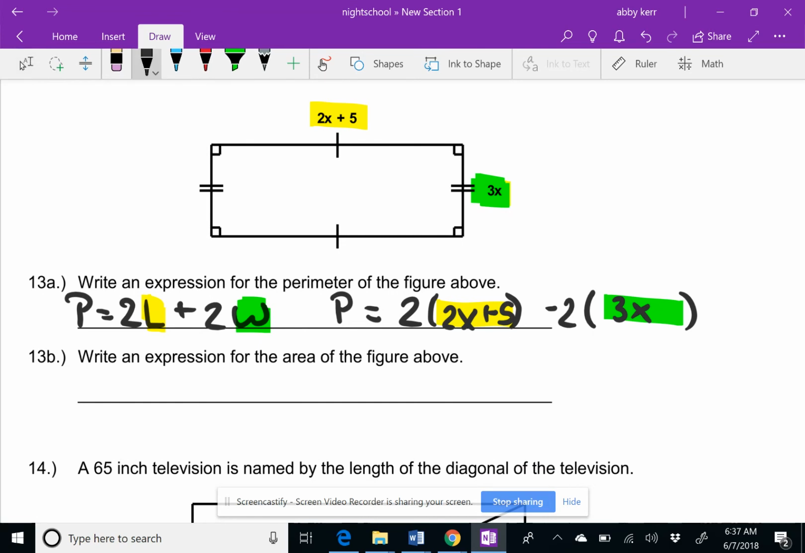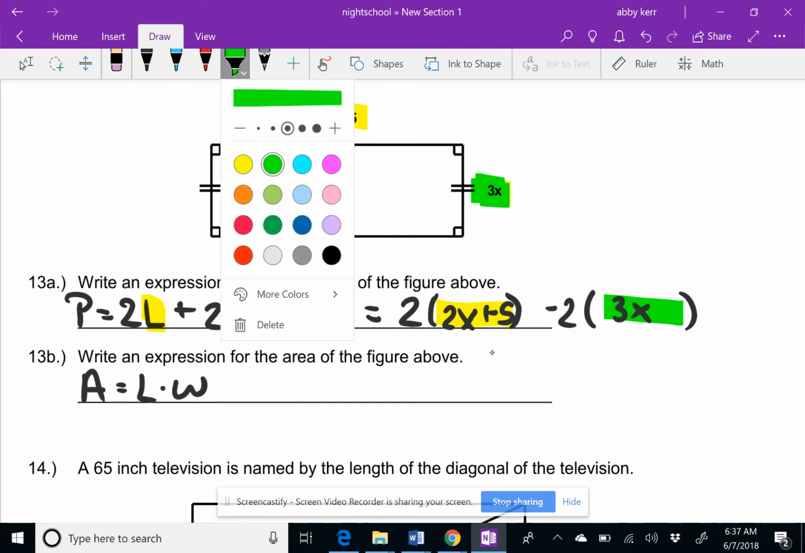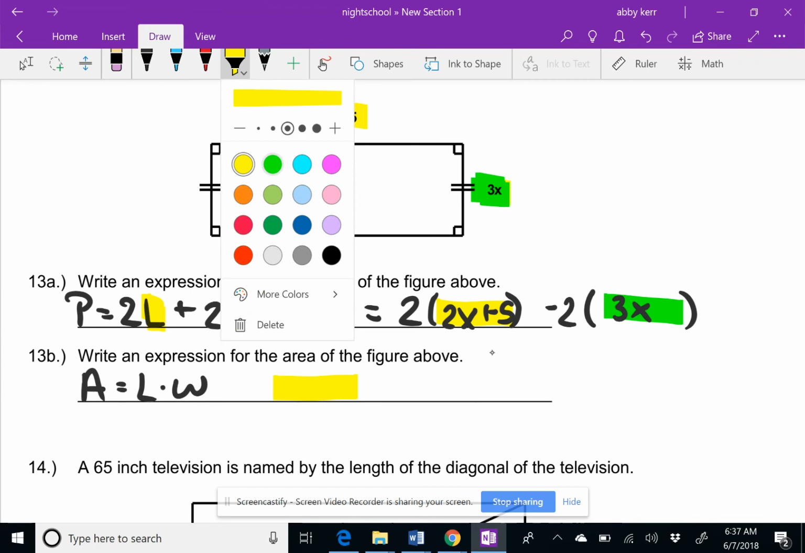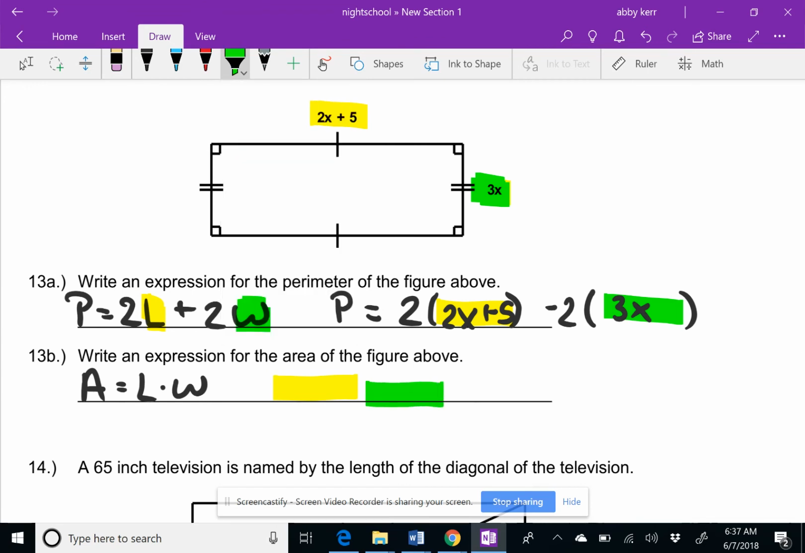Now, the area for a rectangle is area equals length times width. So all you have to do is write the length times the width. So we have 2x plus 5, and then you have 3x.